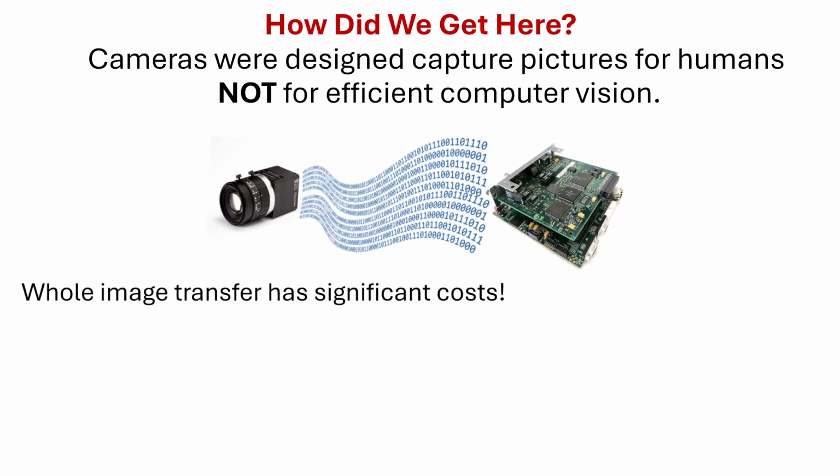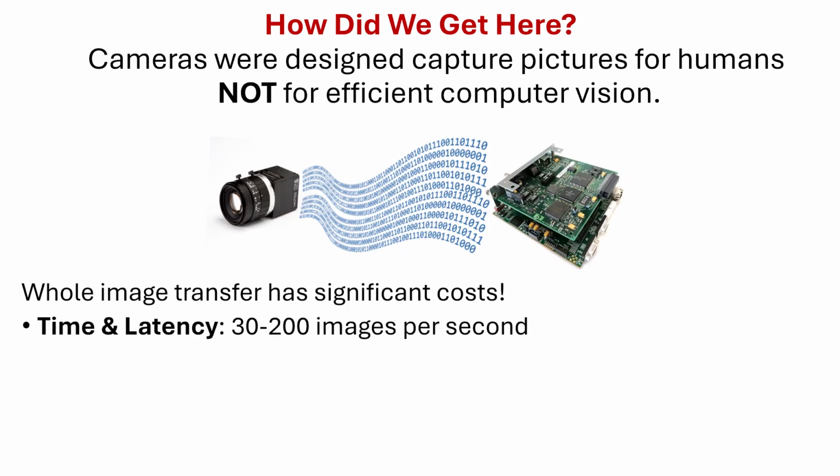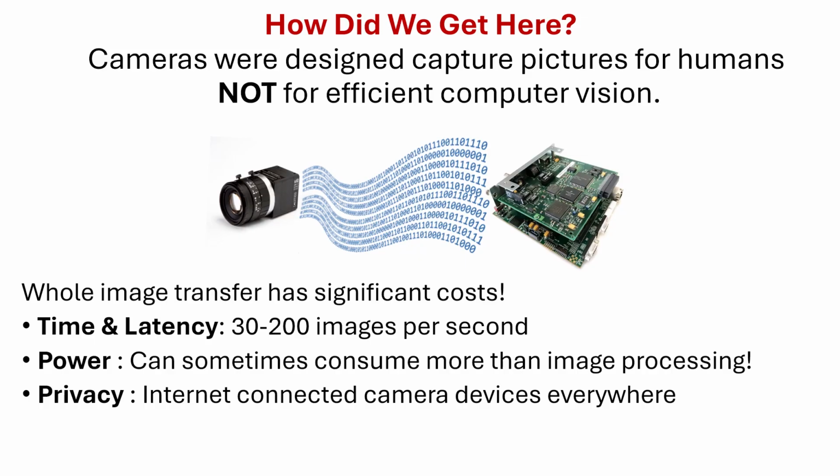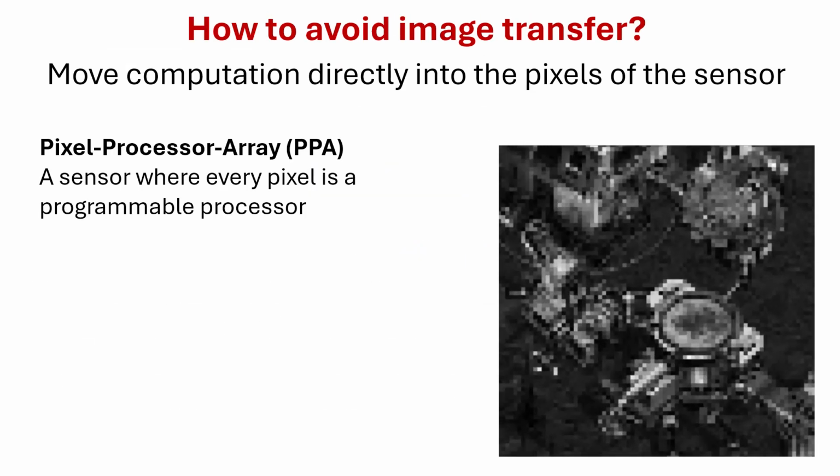But this process of whole image transfer has many significant costs. For one, it's extremely slow in terms of electronics, introducing latency and limiting the rate that algorithms can effectively be run at. It's also extremely power hungry, and there are major privacy concerns in a world where you have hundreds of internet-connected devices streaming camera images. So how do we avoid image transfer?